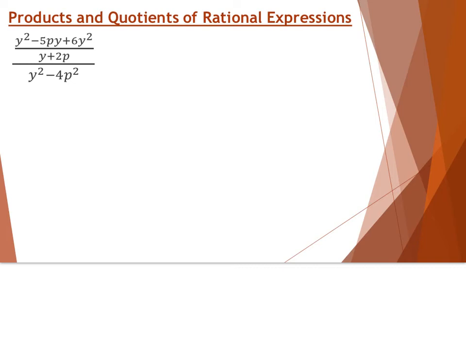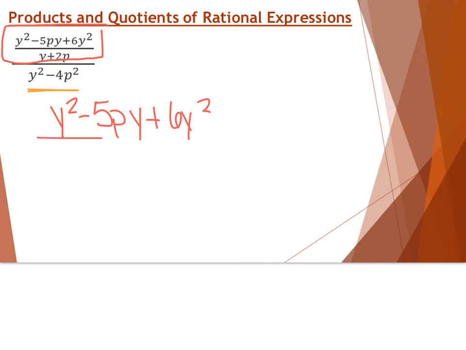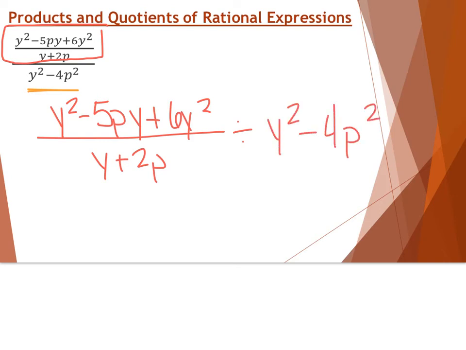Two more examples. Okay. So this top fraction is being divided by this bottom fraction down here. So I'm going to rewrite that so you guys can see exactly what's happening. So we have the top fraction, which is y squared minus 5py plus 6y squared. And on the bottom, y plus 2p. And this is being divided by y squared minus 4p squared.